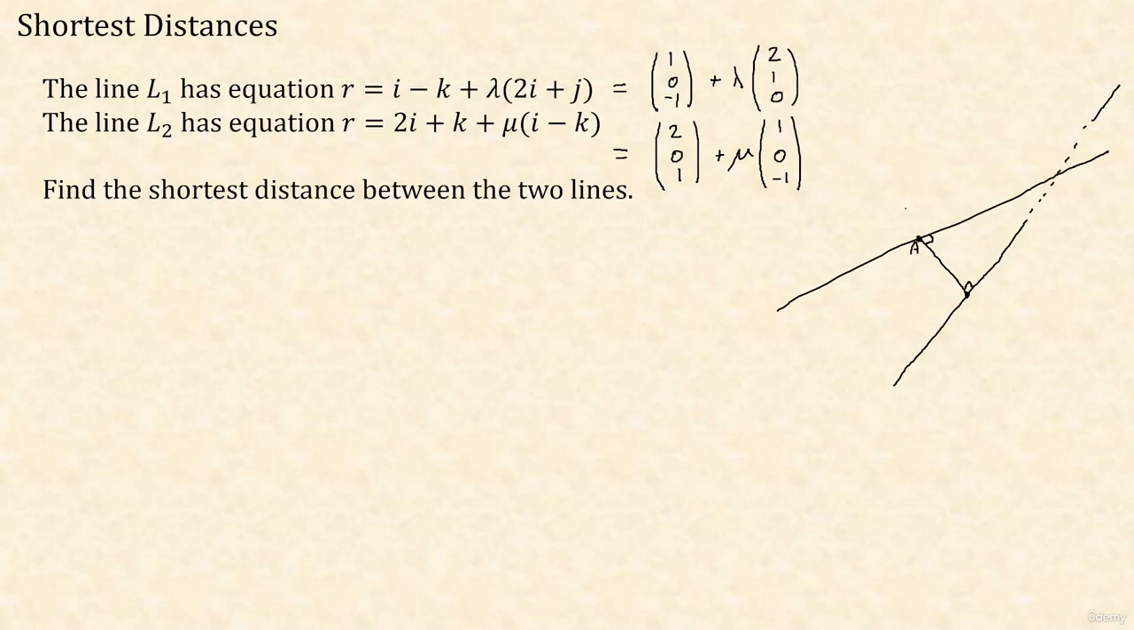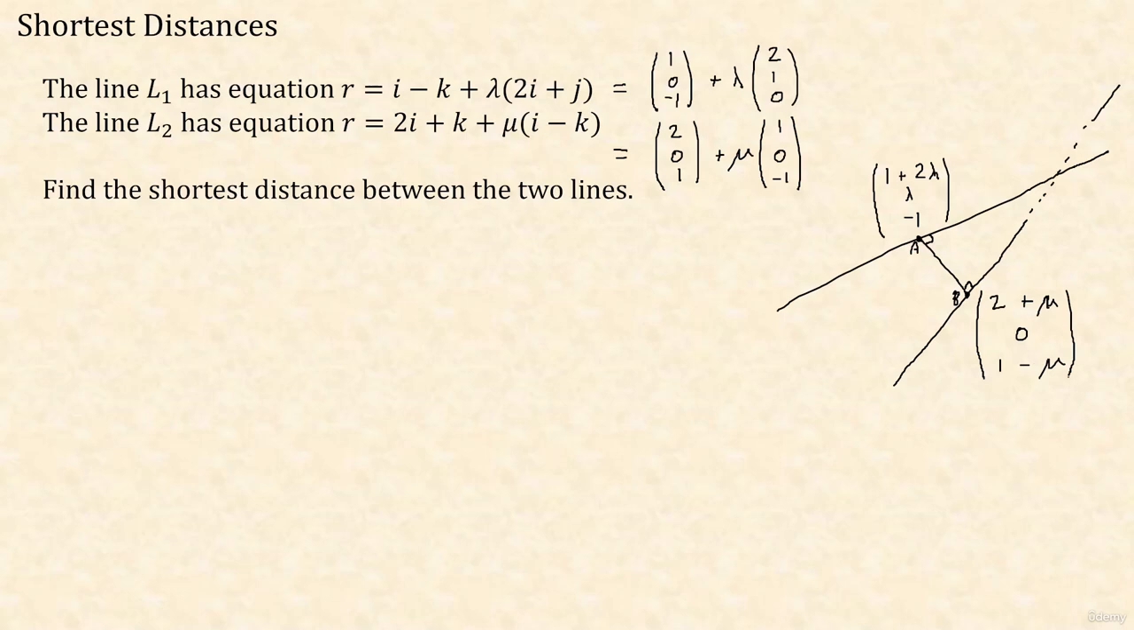So here's A, and the coordinate of A, since it's on the line L1, well, it's got coordinates 1 plus 2 lambda. That comes from the 1 here plus the 2 lambda here. It's got 0 plus lambda, so that's just lambda here. And it's got a minus 1 plus 0 lambda, so minus 1 here. And then B down here, well, that's on L2, so its coordinates are 2 plus mu and 0 plus 0, so that's just a 0 here, and then a 1 minus mu here.